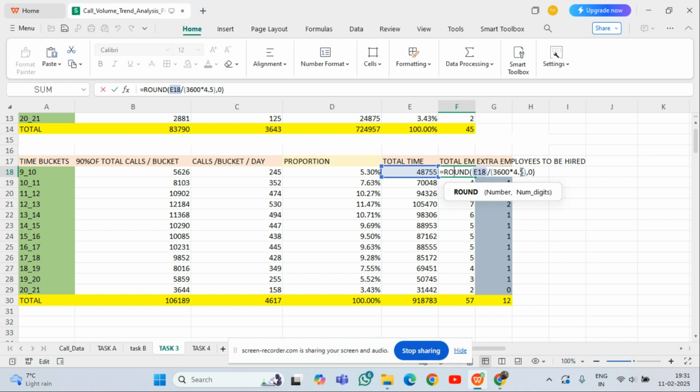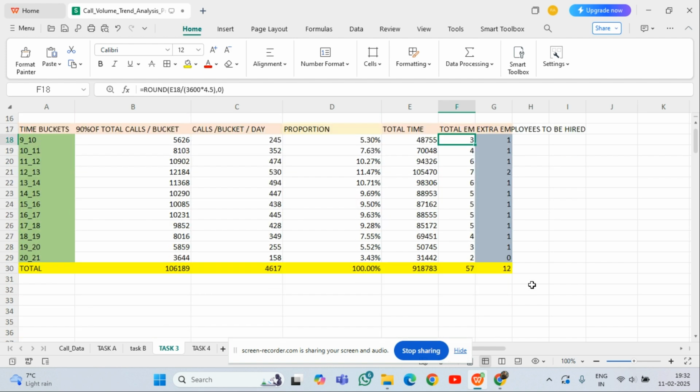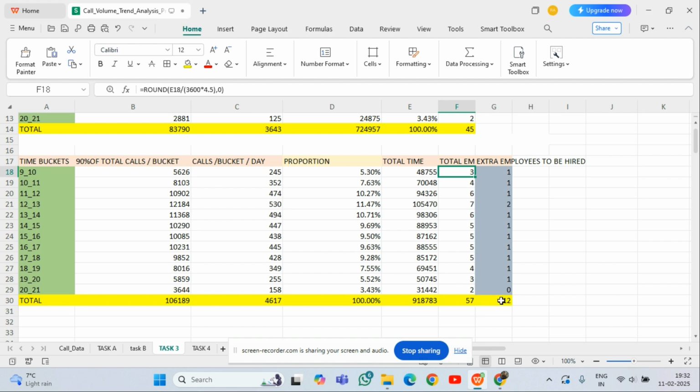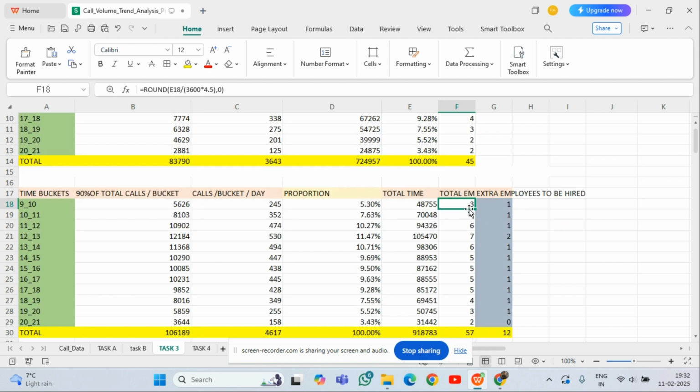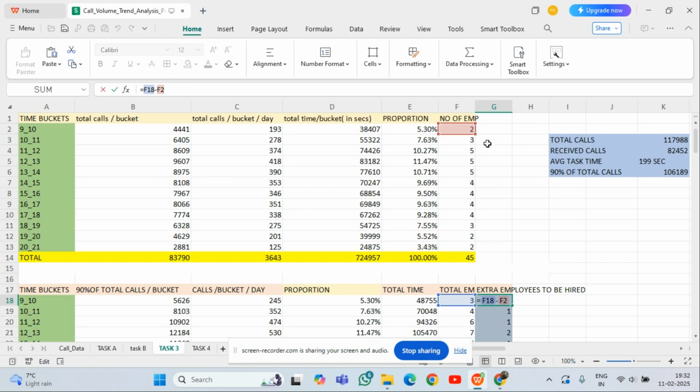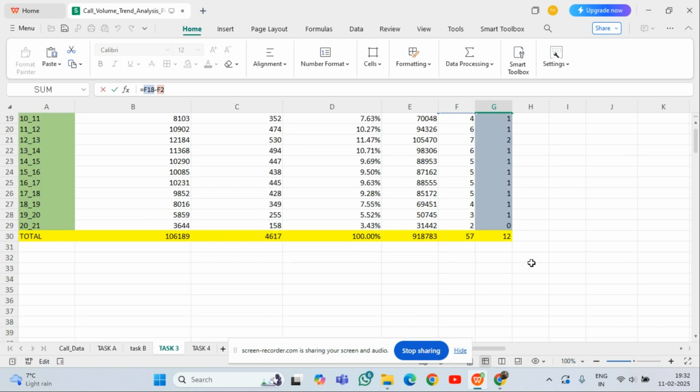So this is how we're going to calculate it, and we'll get the total number of employees, which will be 47. So what is the additional number of employees to be hired? The difference between this case and this case will be 12 employees, and this is how we're going to do it. We're going to subtract, F18, which is this, minus this. So we'll get that extra number of employees.